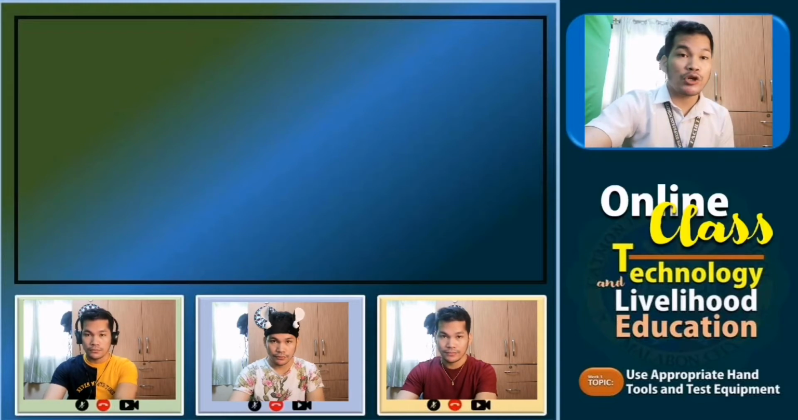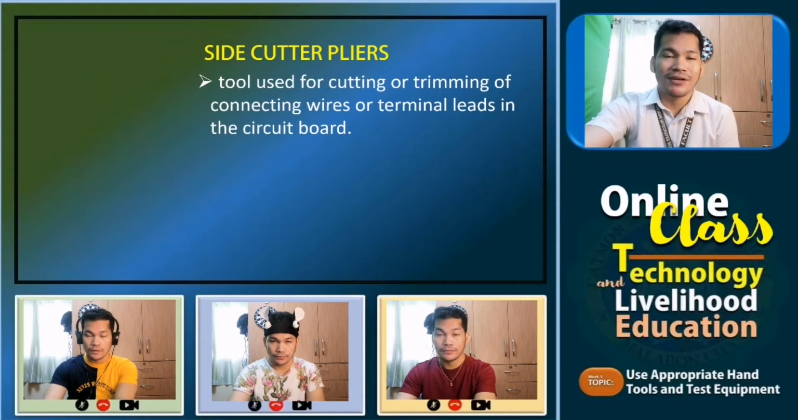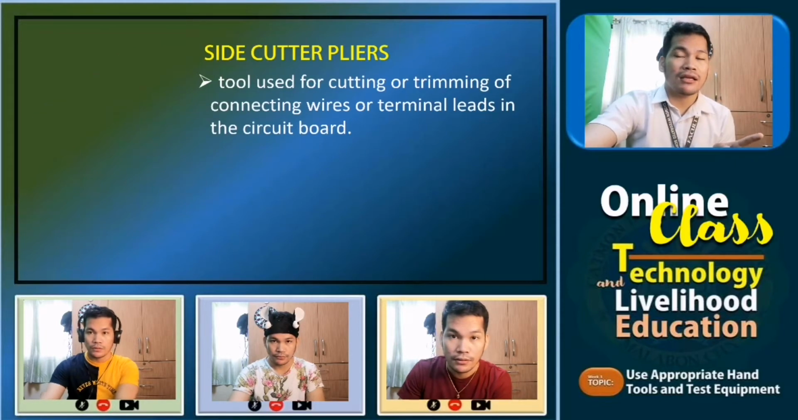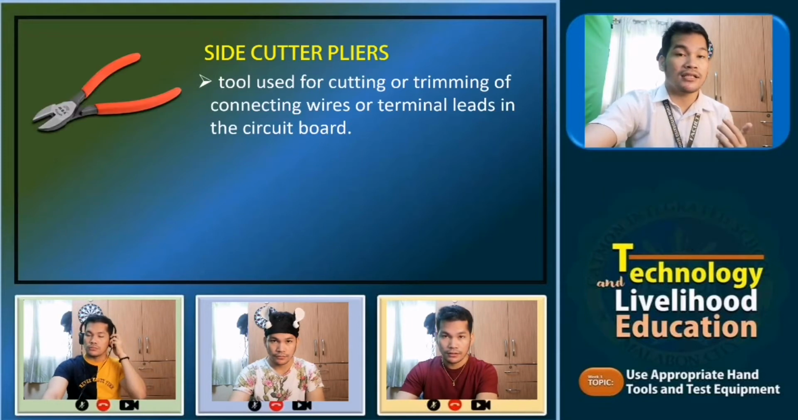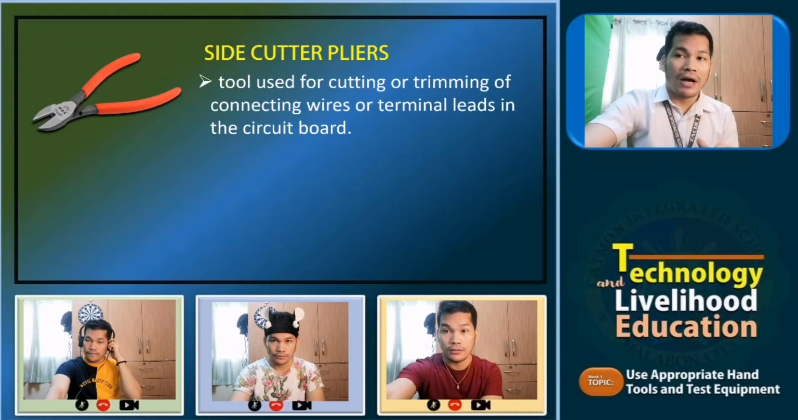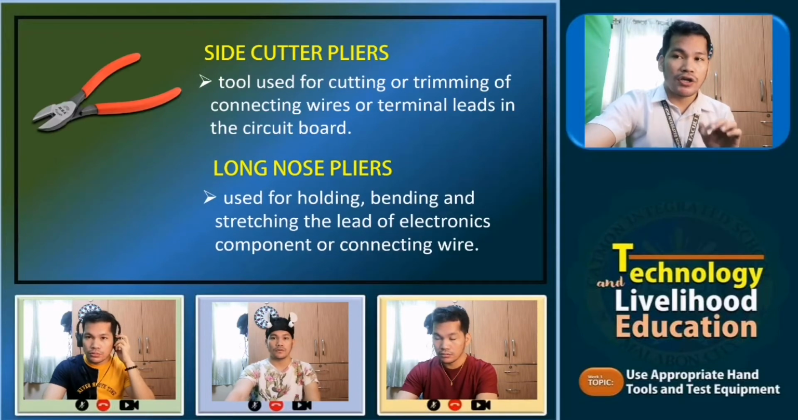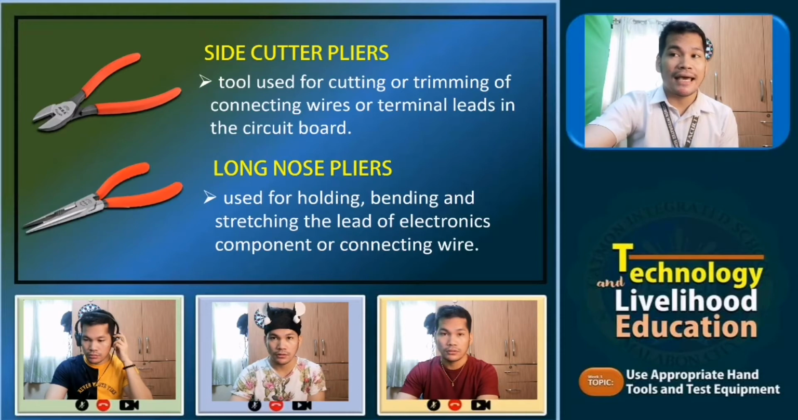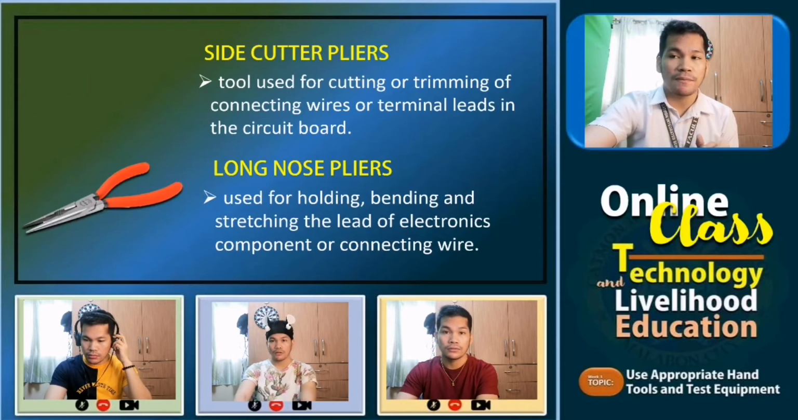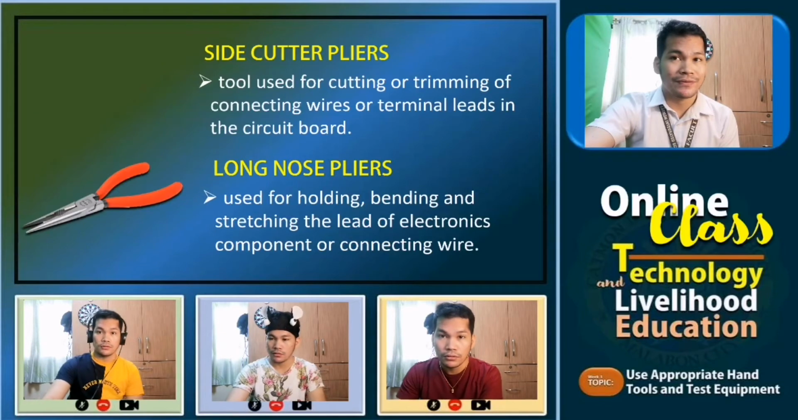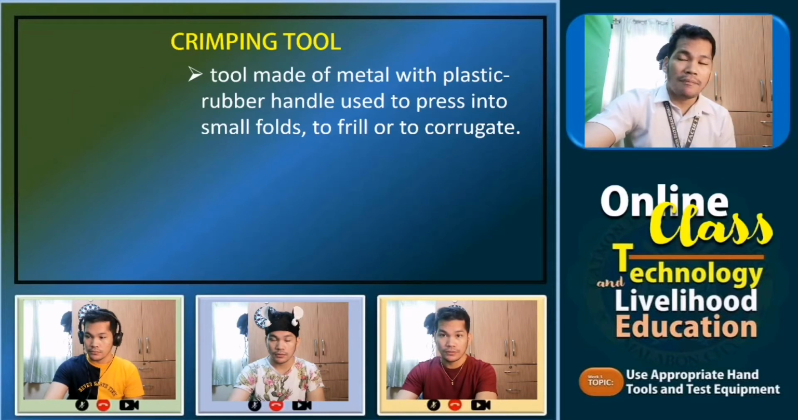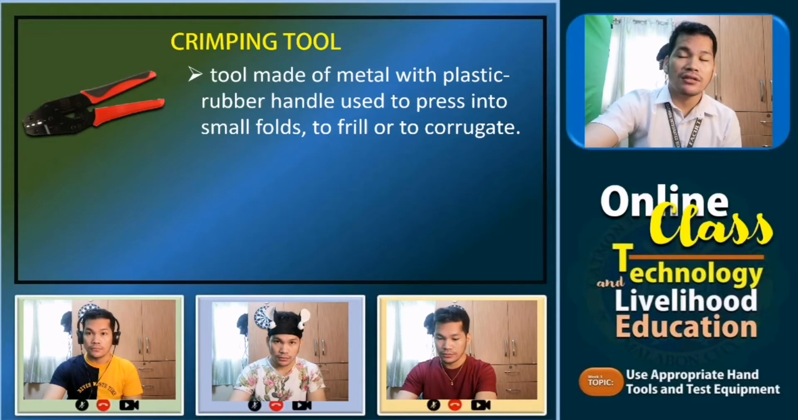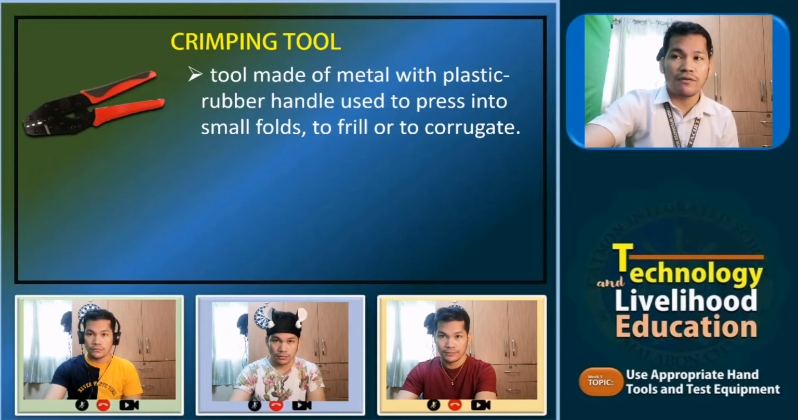Okay, starting with side cutter pliers. This tool is used for cutting or trimming of connecting wires or terminal leads in the circuit board. Okay, while the long nose pliers are used for holding, bending, and stretching the lead of electronic components or connecting wire. Okay, we also have here the crimping tool. This one, made of metal with a plastic rubber handle, is used to press into small folds, to frill or to corrugate.